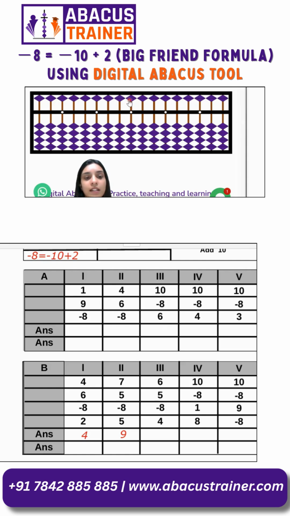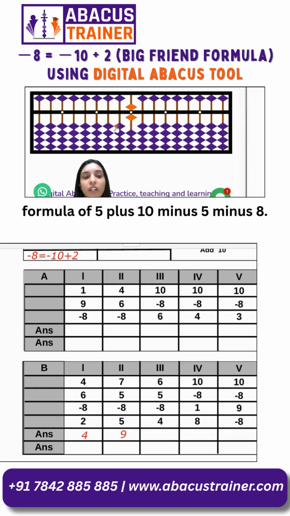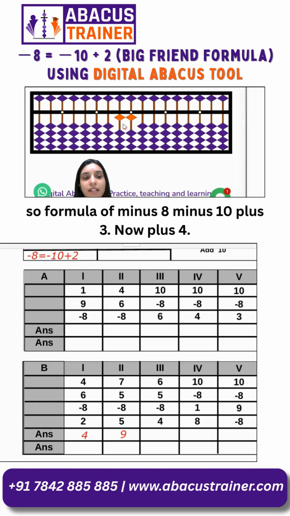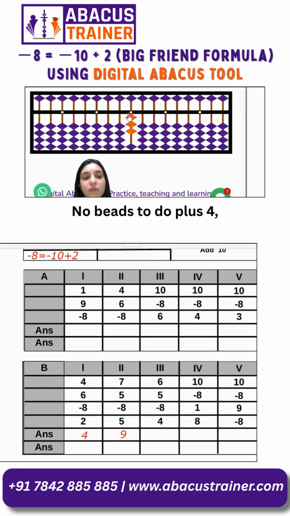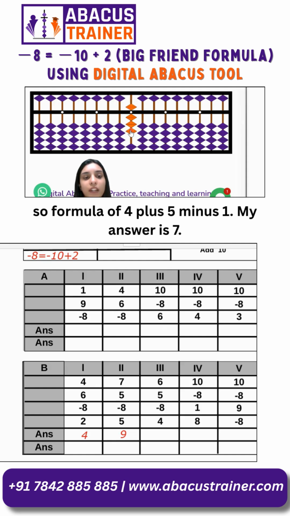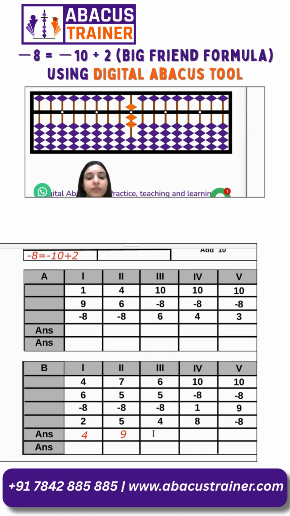Plus 6 plus 5. No beads to do 5. So formula of 5 plus 10 minus 5. Minus 8. No beads to do minus 8. So formula of minus 8 minus 10 plus 2, plus 3. Now plus 4. No beads to do plus 4. So formula of 4 plus 5 minus 1. My answer is 7. Next.